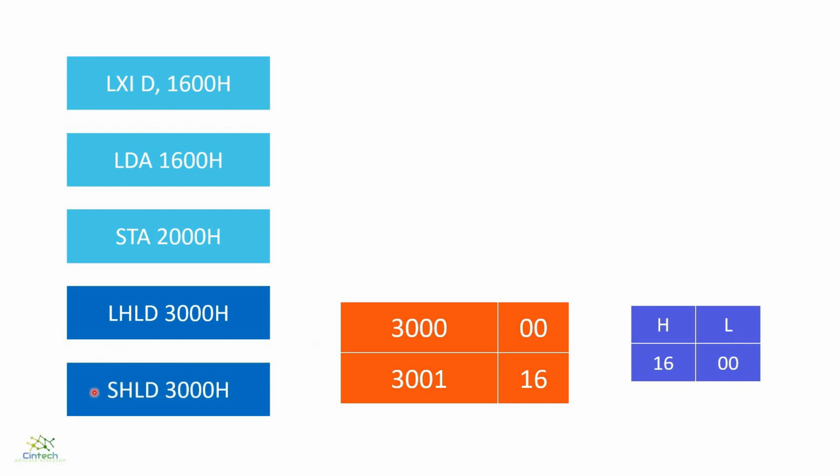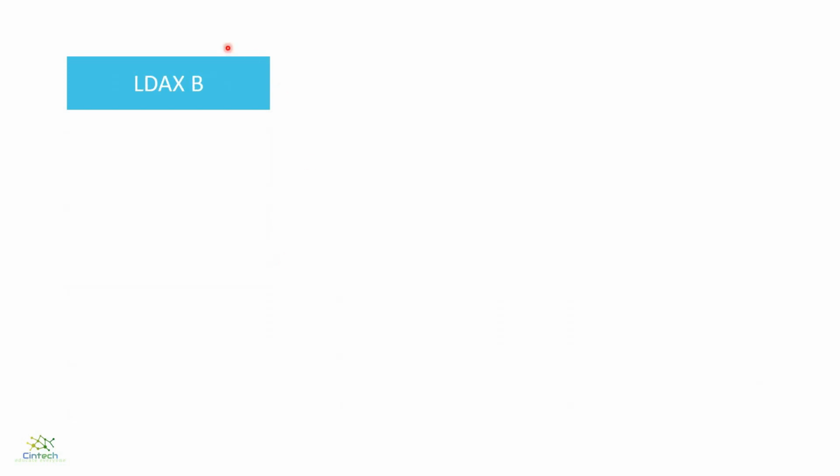Next instruction is SHLD 3000 hex. This simply does just the opposite job of LHLD. That is, S stands for store. So you have to store the content of HL in memory location 3000 and the consecutive location. So the MPU stores the content of the H register in the higher address and the content of the L register in the lower address. So now come the trickiest ones.